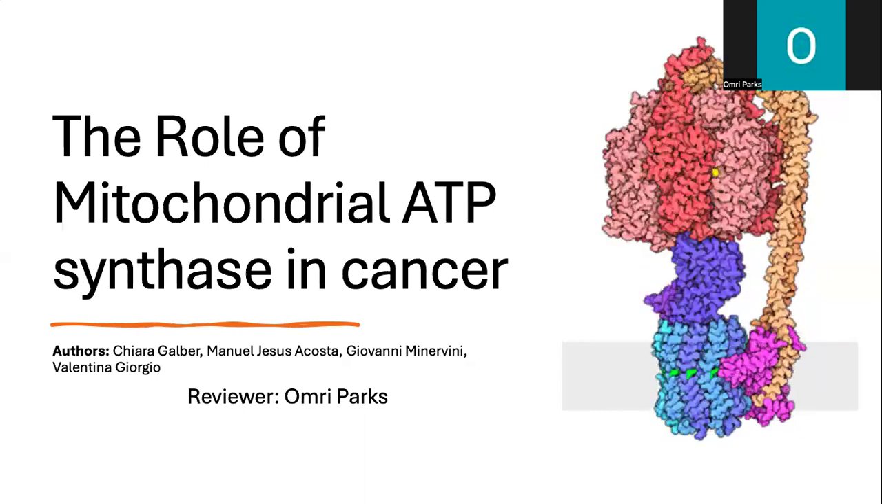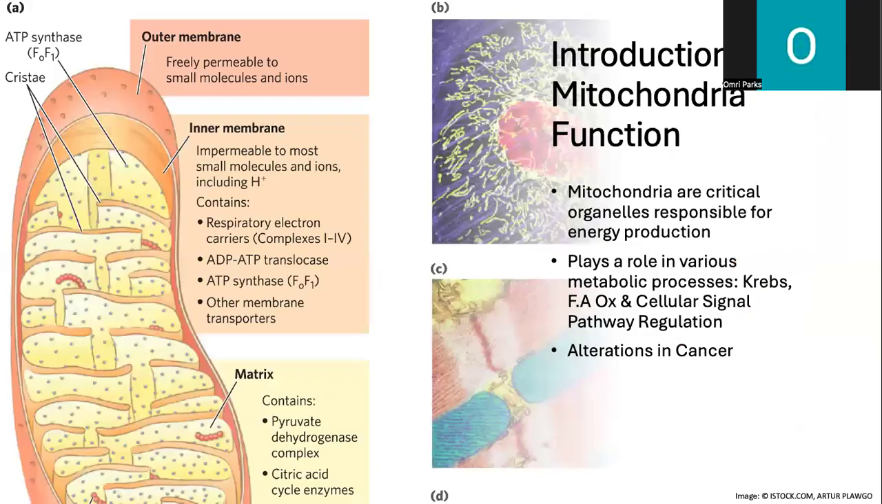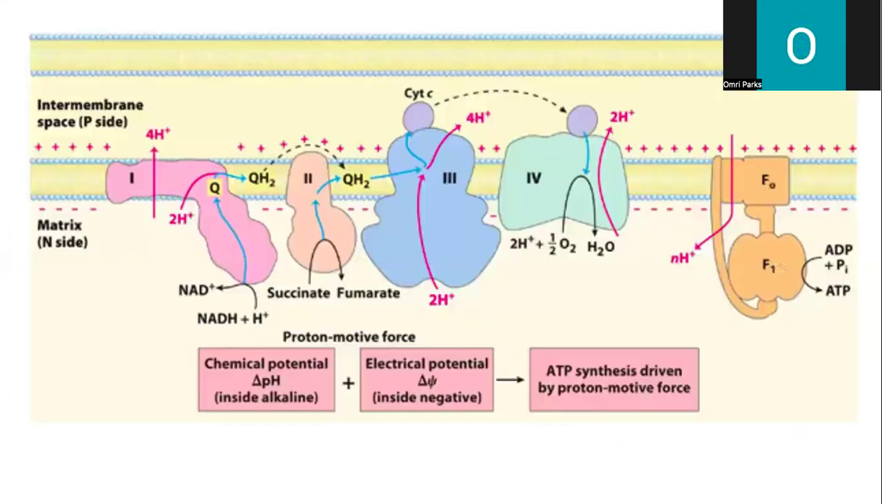Before we get into the bulk of the paper, it's important to understand the function of the mitochondria, which is basically to produce ATP. We know that the production of ATP is used in many metabolic pathways. And for the sake of this paper, we will be discussing ATP synthase's role in cancer.